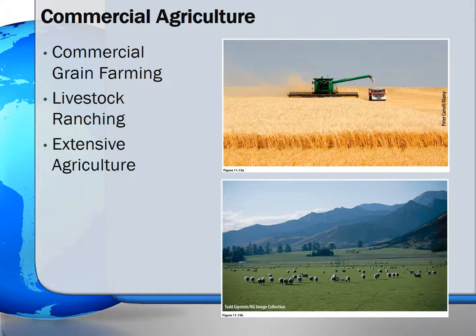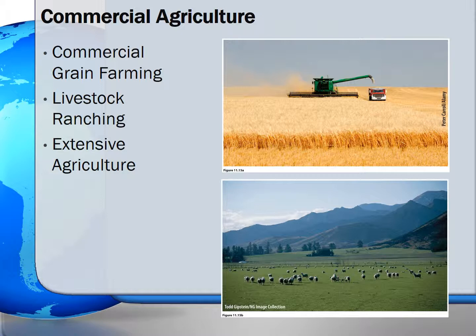The photo at the bottom shows sheep grazing in Wanaka, New Zealand. In New Zealand, more than 40% of the farmland in the country is devoted to sheep raising, and the country remains the world's leading exporter of mutton.